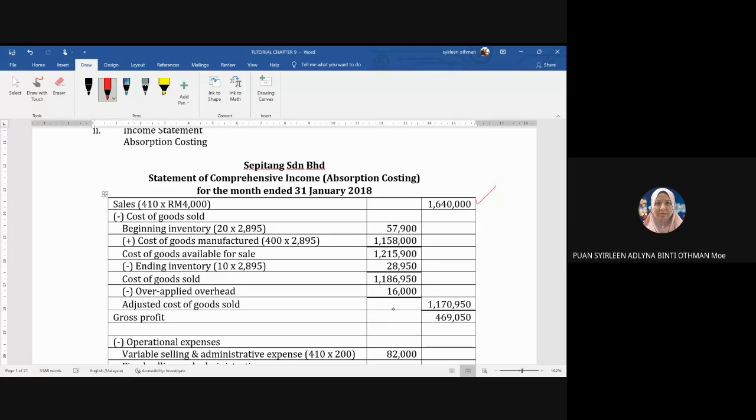1,640,000. Okay, beginning inventory dia bagi tadi maklumat 20 unit. So kita darab dengan harga. Cost of good manufactured yang ni pun dia bagi dalam soalan. Okay, ending inventory unit 10 pun dia bagi dalam soalan. So saya dapat cost of goods sold 1,186,950. I akan minus dengan overapplied. This is given in the question 16,000. So kita tolak. Kita dapat adjusted cost of goods sold. So you tolak dua ni, kita akan dapat gross profit.